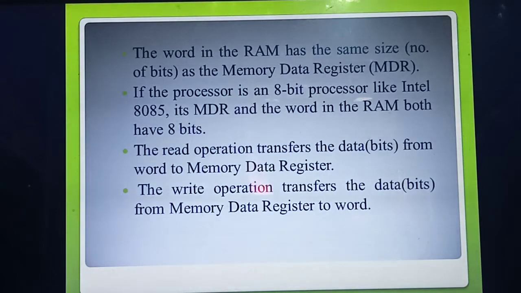Understood? Okay. So the microprocessor you have studied, isn't it? For that, they have given one example: if a processor is an 8-bit processor, that is Intel 8085. That's an example of the name of a processor. So 8-bit means the MDR and the RAM capacity is also how many bits? Word size is the same, 8 bits.